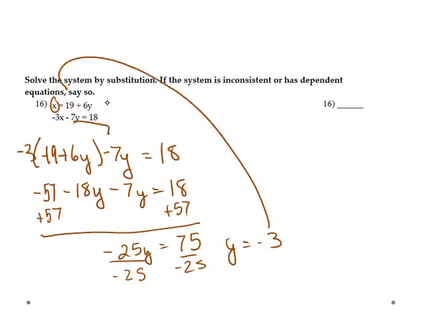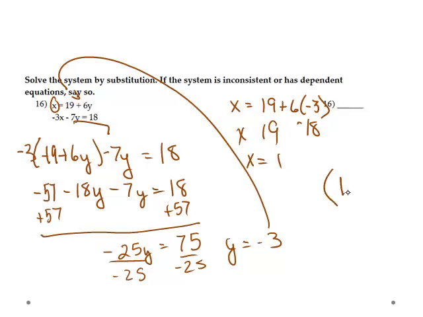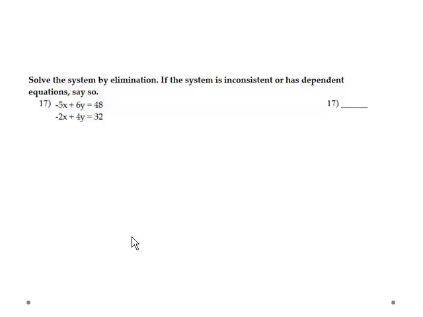Substitute that into the first equation. X equals 19 plus 6 times negative 3. That's negative 18. 19 minus 18 is 1. So our answer is 1, negative 3. It is not inconsistent. It has a solution. Okay, next one.